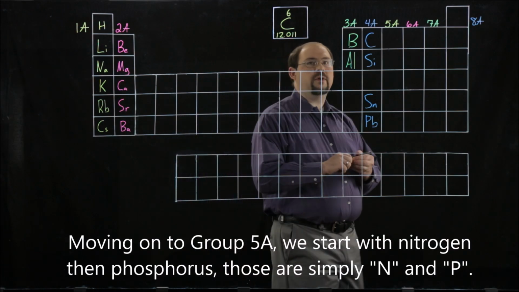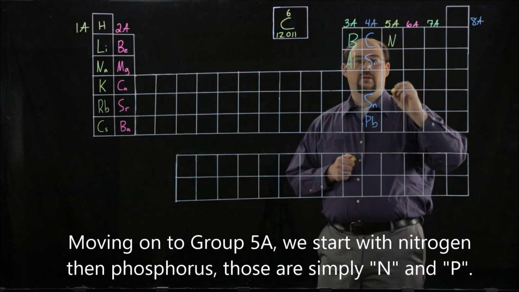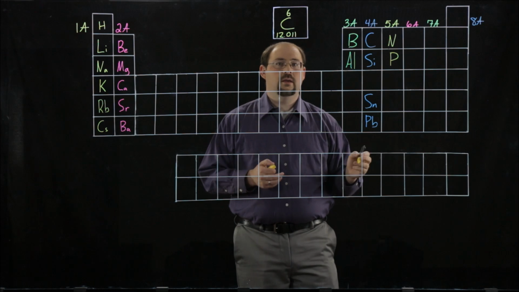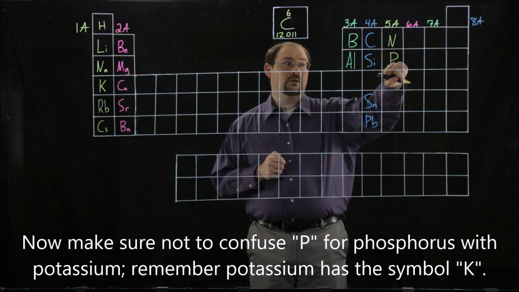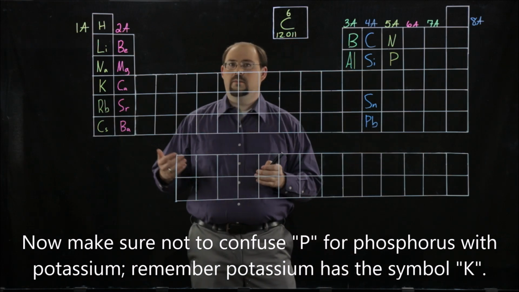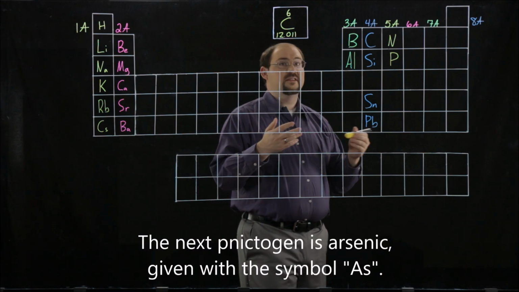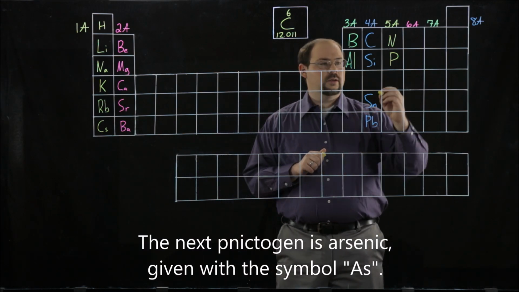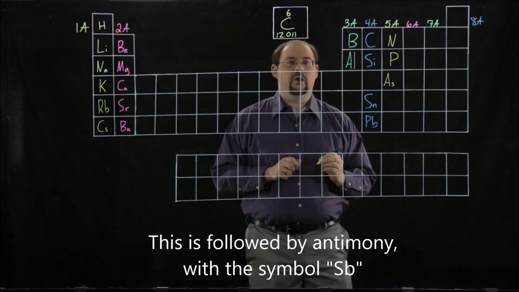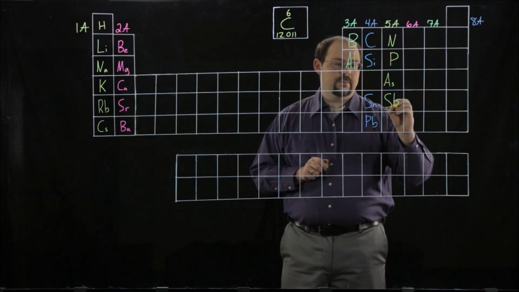Moving on to group 5A, we start with nitrogen. Then phosphorus. Those are simply N and P. Now make sure not to confuse the P for phosphorus with potassium. Remember, potassium has the symbol K. Our next pnictogen is arsenic, given with the symbol As. This is followed by antimony with the symbol Sb.